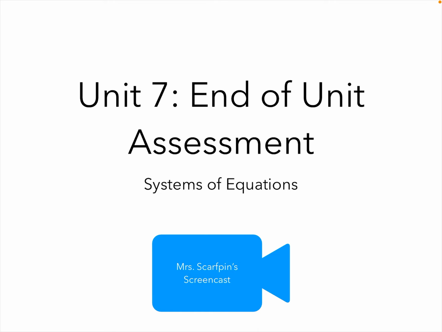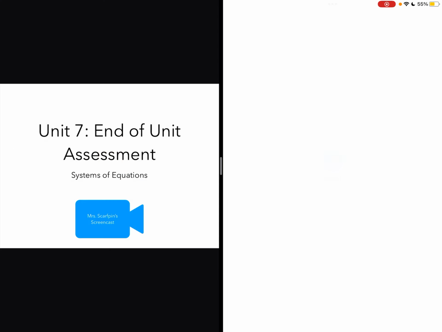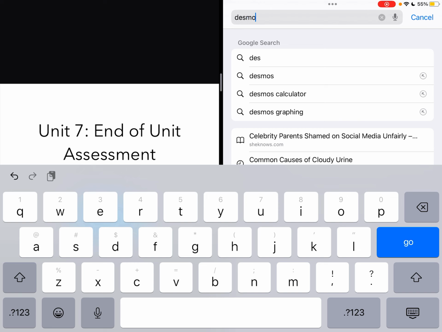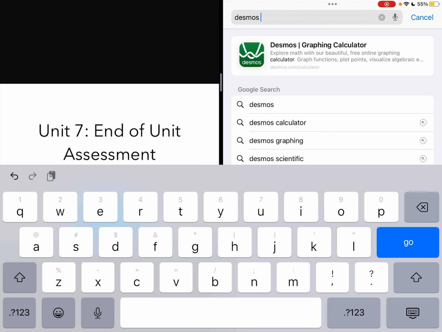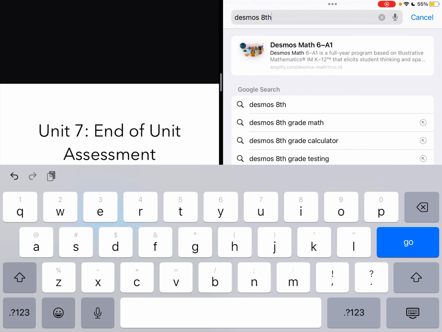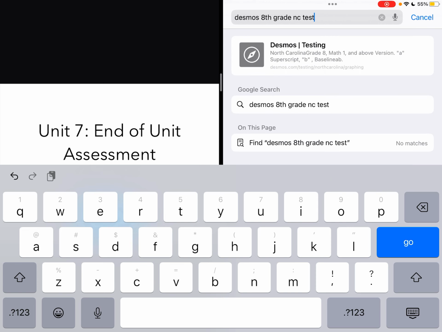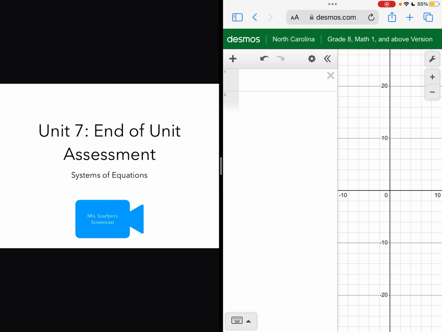Hi everyone, we're going to go over the Unit 7 end of unit study guide. So I'm going to pull up my Desmos calculator, and I'm going to make sure that I put in 8th grade NC testing. There we go. So I make sure I have everything in there.